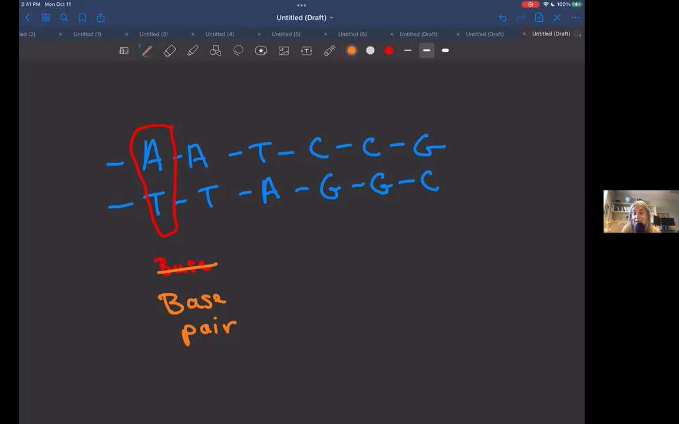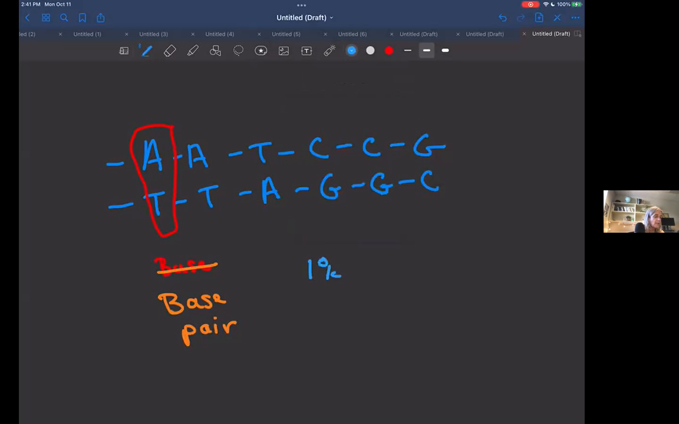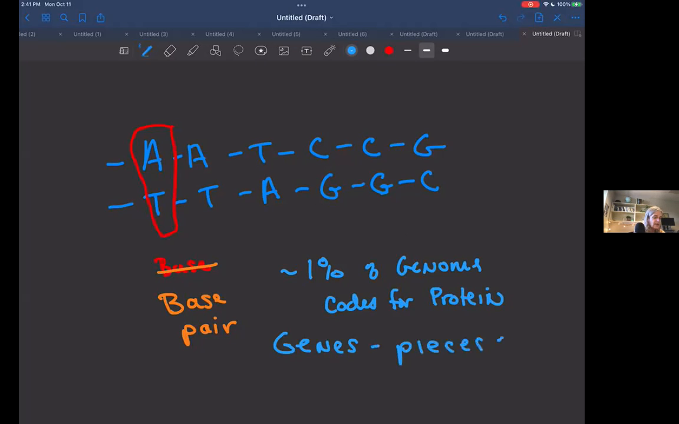The crazy thing about our genetic material is that only about 1% of the genome actually codes for protein. So about 1% of the genome codes for protein. And so when we look at what that means, when we talk about genes, genes are pieces of DNA that code for protein.